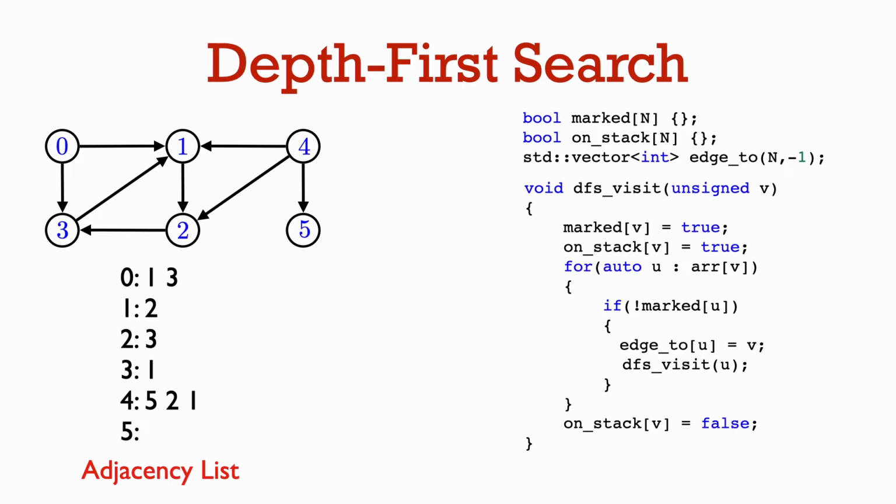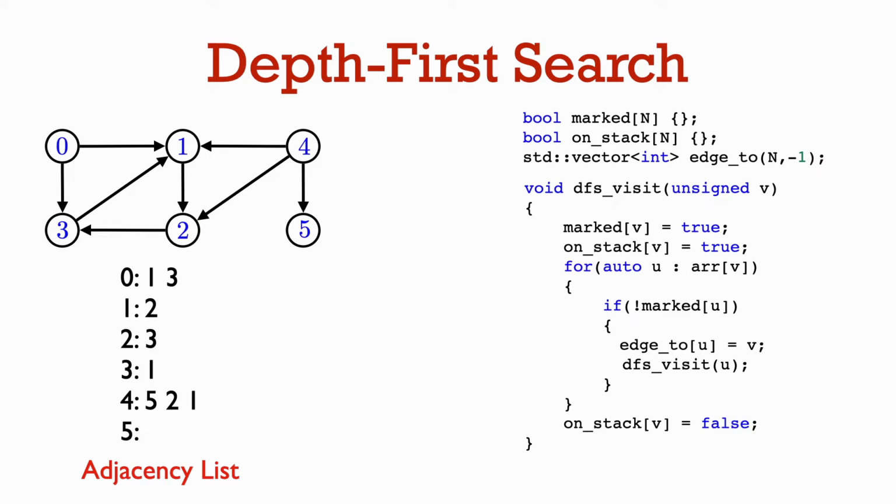To keep track of this, we're going to use another array called onStack. This is initialized to be everywhere false. In order to output the edges in the cycle if we find one, we also have a vector called edgeTo. This vector is initialized to be -1 everywhere. We use -1 because it's not the valid name of a vertex. EdgeTo of U will hold the name of the vertex from which we visited U in calling DFS visit.